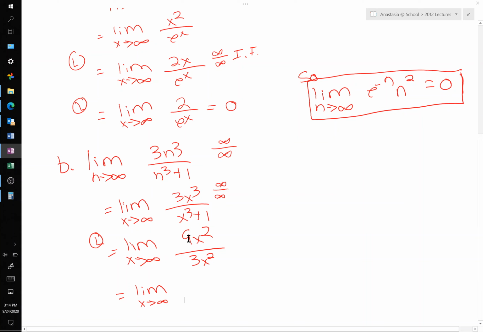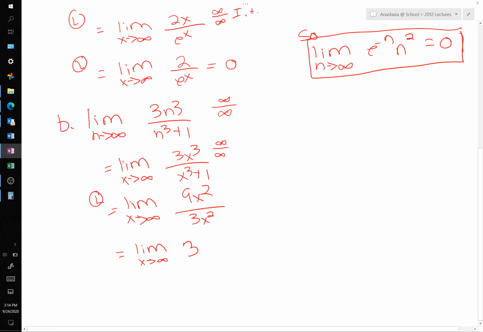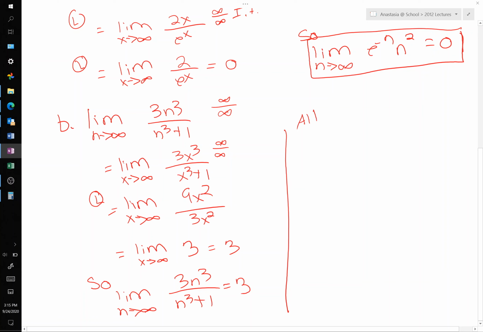The x squareds cancel, 9 over 3 is 3. So we end up evaluating the limit of a constant, which is a constant, so that's equal to 3. So in summary, the limit as n approaches infinity of 3n cubed over n cubed plus 1 is equal to 3. Now that would be a solution with applying L'Hopital's rule, but there is an alternate solution.